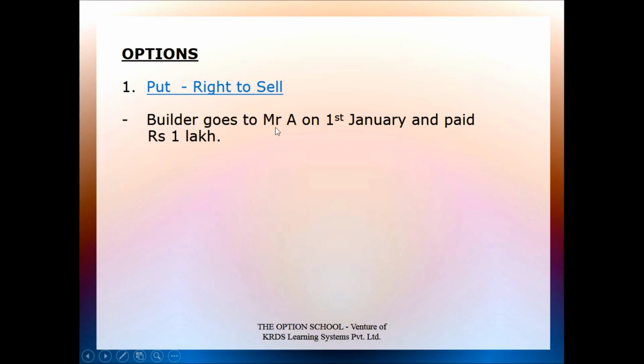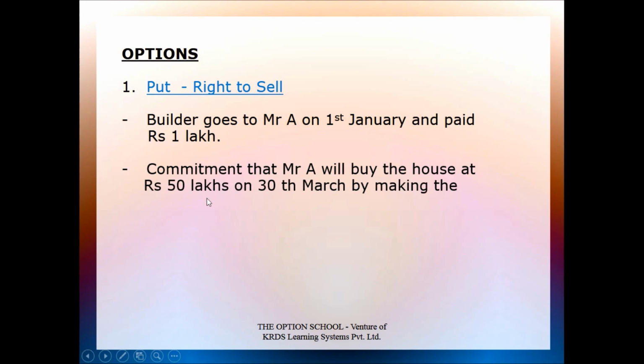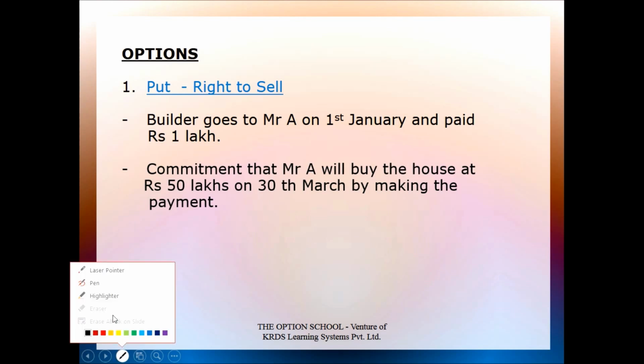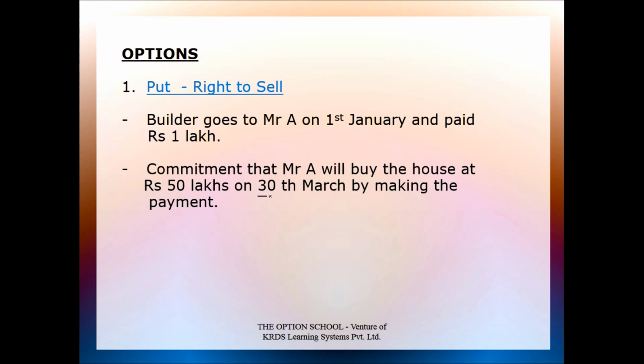Now Mr. A has received 1 lakh rupees from the builder and has given a commitment to the builder that he will buy the house at 50 lakhs on 30th March by making the payment. Today Mr. A has accepted 1 lakh rupees, and in lieu of that, he has given a commitment that he will come and buy the house for 50 lakhs on 30th March, that is 3 months from now. Now let us try to understand what kind of transaction this is.